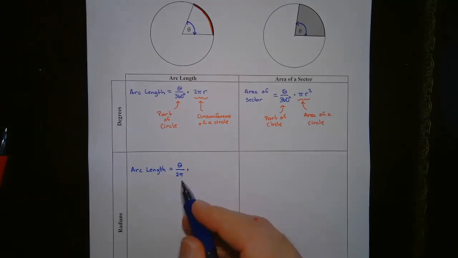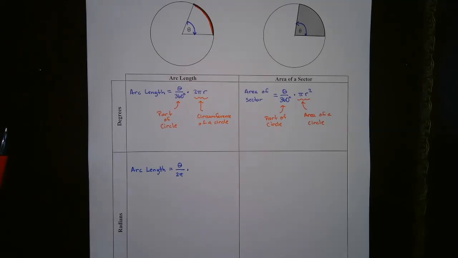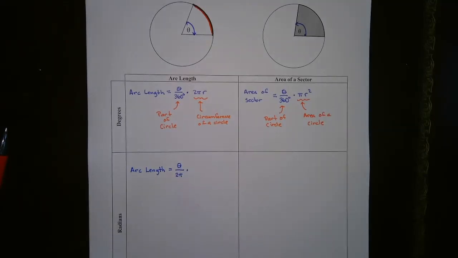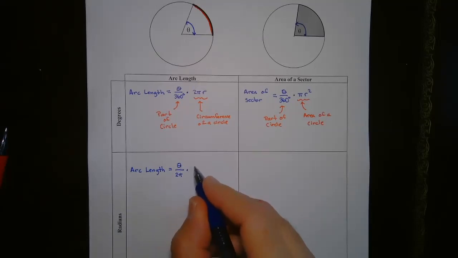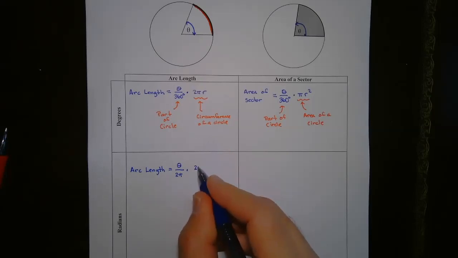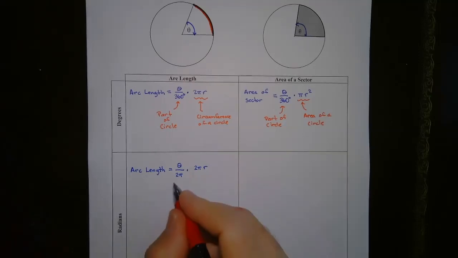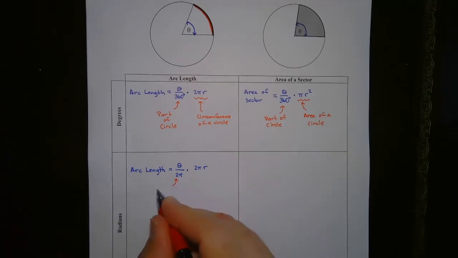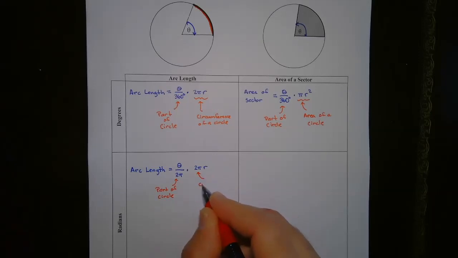Times, that's the part of the circle you have. You have theta out of 2 pi, and our angle theta is now in radians instead of degrees. So we're going to do theta over 2 pi times the circumference of the circle, which is 2 pi r. So once again, this right here is the part of the circle, and this right here is the circumference of the circle.